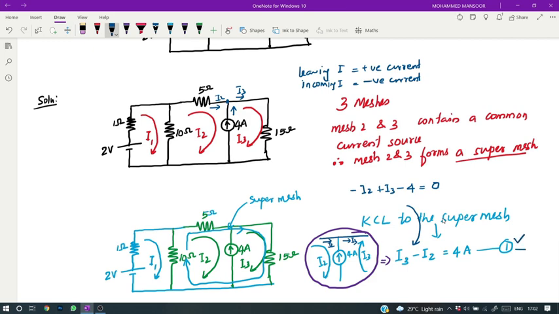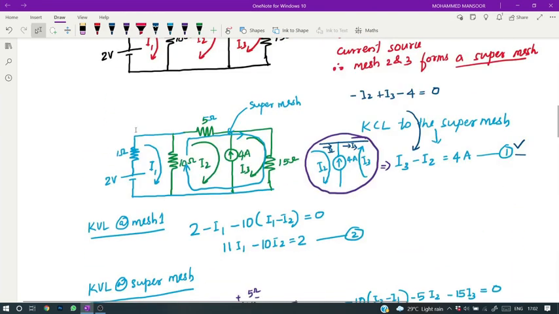Let it be equation number 1. Now we can apply KVL at this first mesh. When we are considering mesh 1, here we assumed the current direction in this manner. So this is at higher potential and this is at lower potential, or this is at rising potential and this is at falling potential, and here also at higher potential, lower potential, that is rising potential and falling potential.